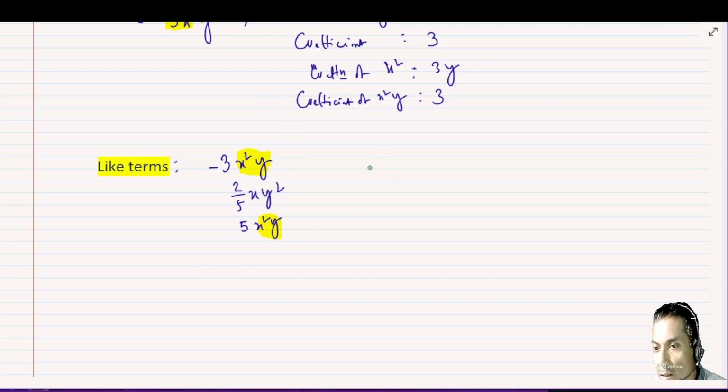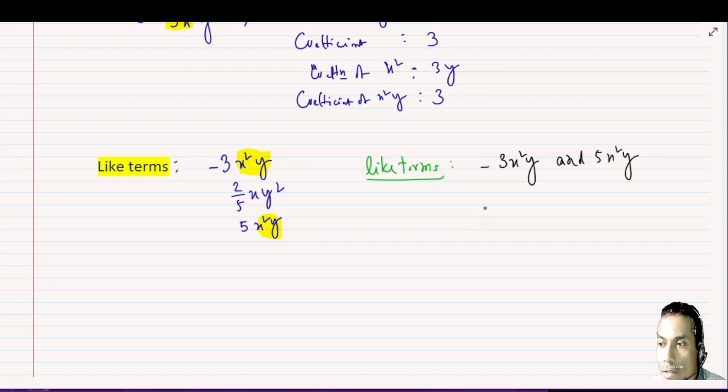So like terms are minus 3x square y and 5x square y. This pair are the like terms. Okay, so why is it important to identify like terms? It is for addition and subtraction, to make the calculation easy. Okay, and grouping we will discuss later. Clear? Next we learn the unlike terms.